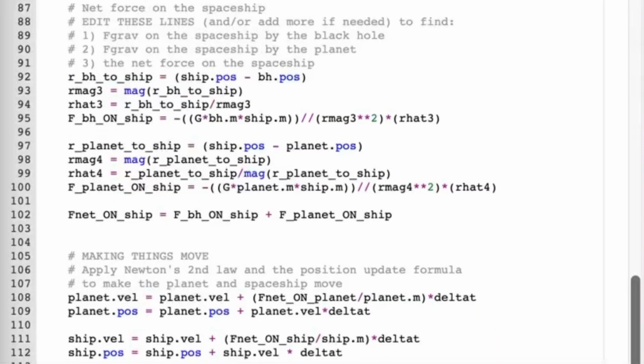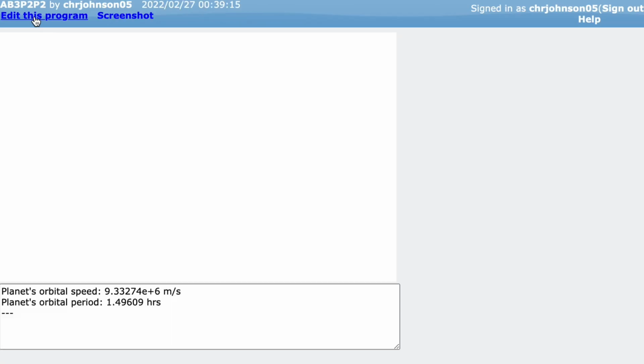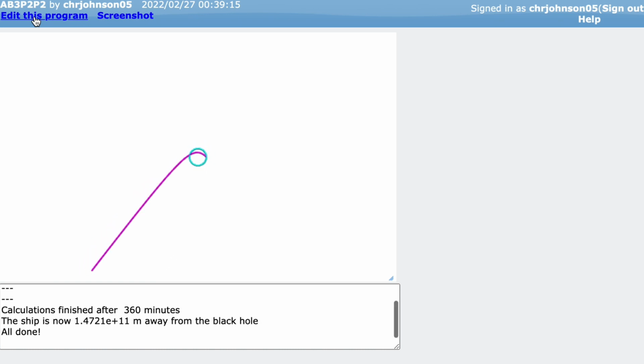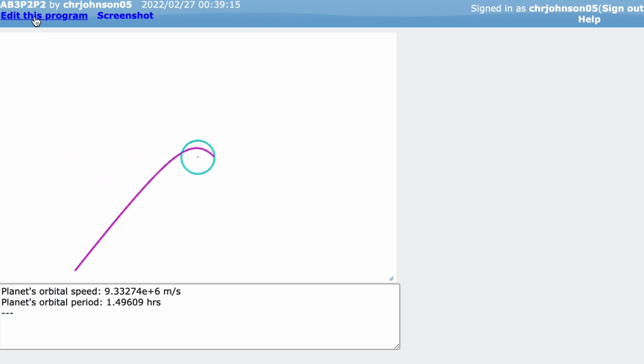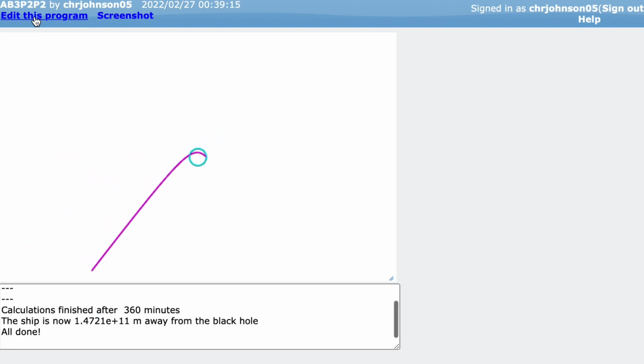Given the net force acting on both the planet and the spaceship in line 102, I can now iterate through different velocities until I find the one that will allow me to survive on this mission using the position update formula in line 109. I found that if I were to begin with initial velocity vector of negative 10 times 10 to the 6th x, 10 times 10 to the 6th y, 0, I would successfully get off the planet without being sucked into the black hole.